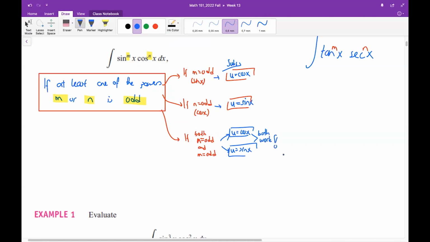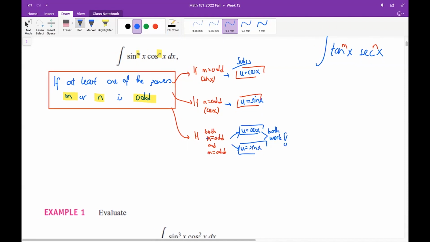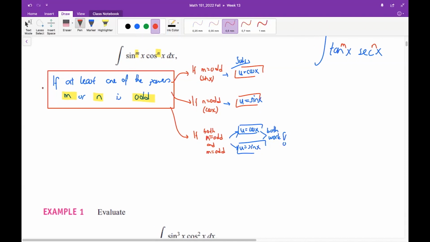Okay, and I think there is one more case that is not covered in this list. We covered the case where m is odd, n is odd, or both of them are odd. What if none of the powers is odd? Meaning that we are trying to understand the case: what if both powers are even? If both m and n are even, then we will use another way to handle the integral. We will first use half angle formulas.